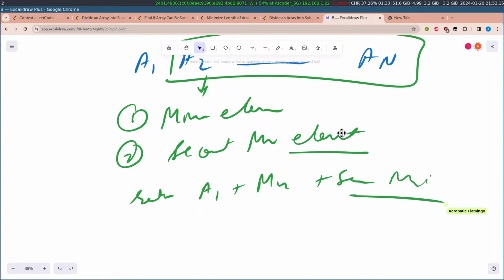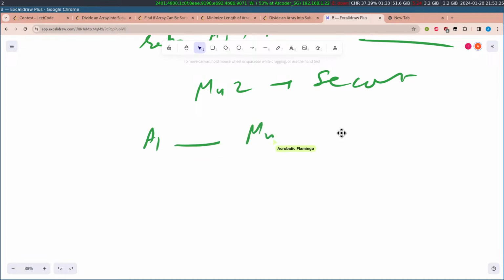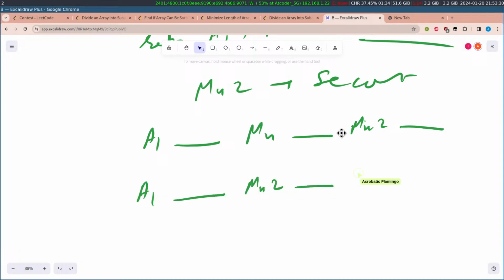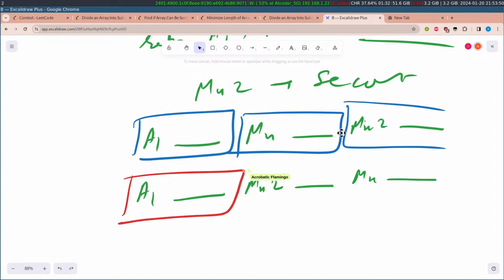For example, let's call mn2 the second minimum. If the array looks like this: some elements, minimum, some elements, minimum two, some elements, the other choice would be minimum two first, then minimum, then the remaining. Assuming that you are finding the minimum for all the elements after the first element, then in that case you can choose the array as this. And if it's the second case, you can choose it like this.